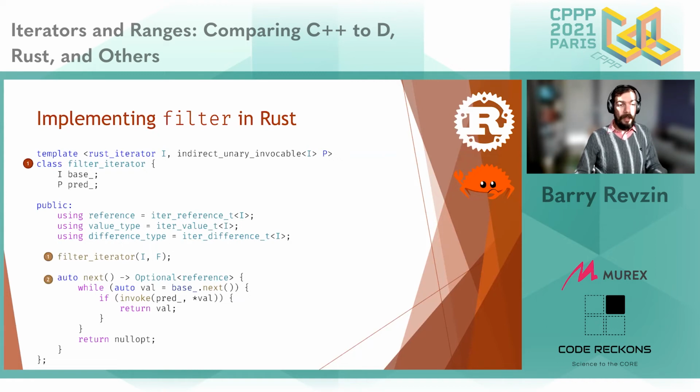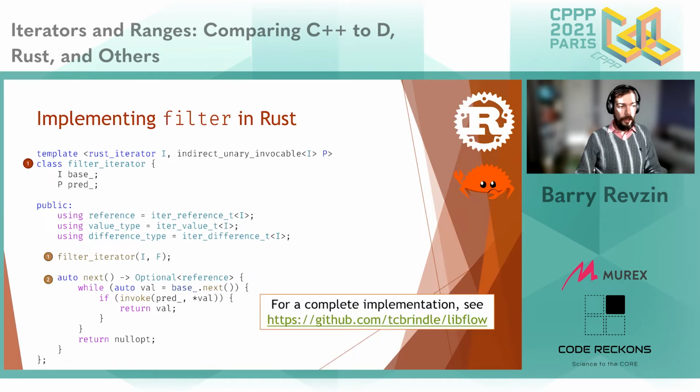Now, if this is something that you find interesting, you can find a complete implementation of the Rust iterator model in this library that Tristan Brindle put together, tcbrindle/libflow, which is a pretty cool library. And now that we're in December and Advent of Code is in full swing, you can follow him on Twitter as well, because he tends to post solutions using his own library to all the problems.